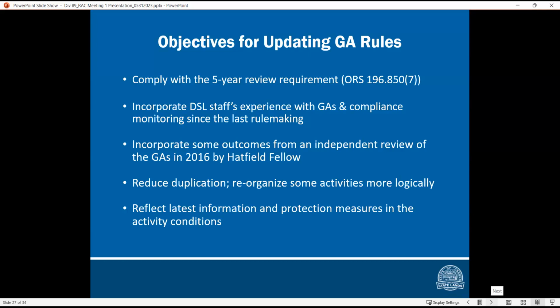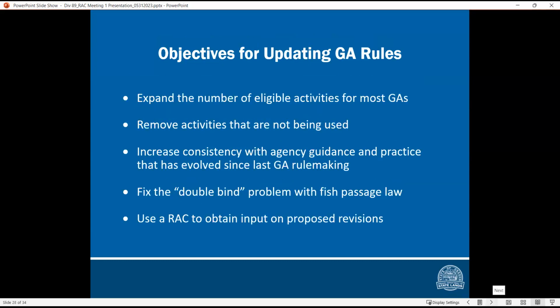Next slide, please. We are looking to expand the number of eligible activities for most GAs. Our staff has told us in their review or their application of the GAs that they felt that there were some activities that right now we're going through our very detailed permit process that might be better handled under our more streamlined general authorization process, because they are predictable, because the effects are generally very minimal. So we've brought some of those activities and pulled them into, proposed to put them into the GA.